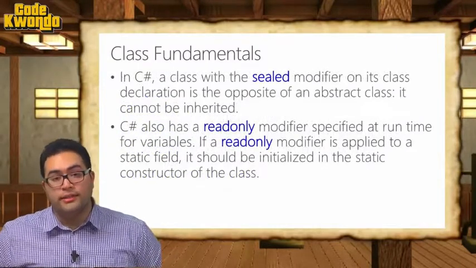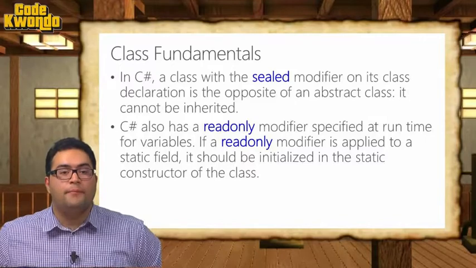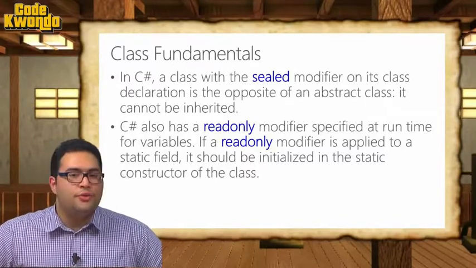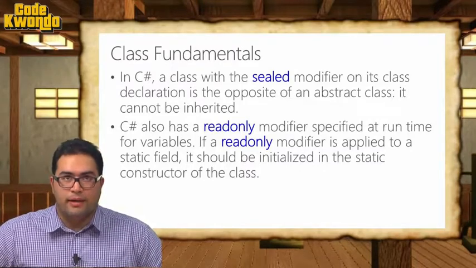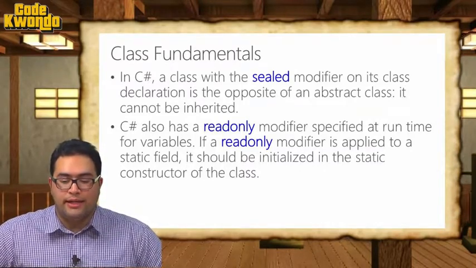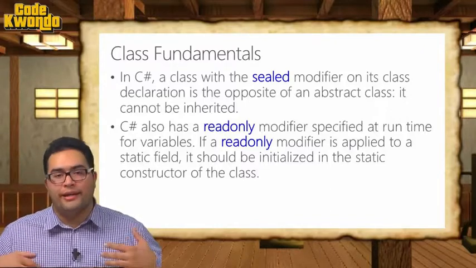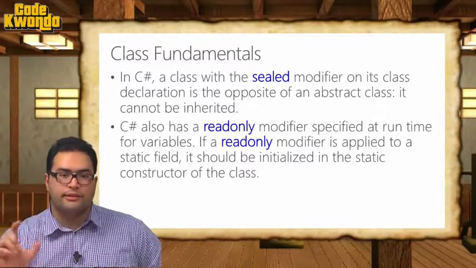So another cool thing is that in C# you can actually put a modifier called sealed on a class, and it's going to do the opposite of an abstract class. It essentially forces a class to be uninheritable, so you can't inherit it. You can't change it. It's sealed.